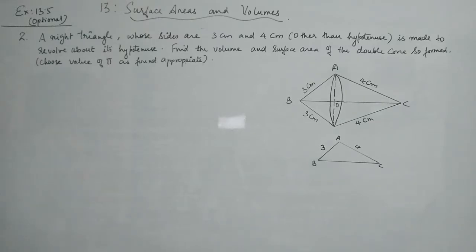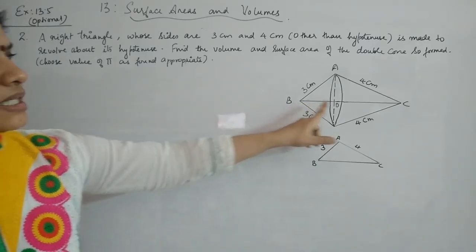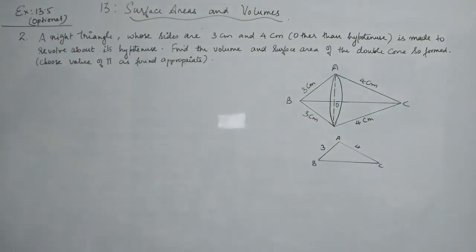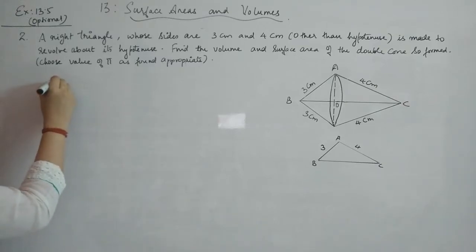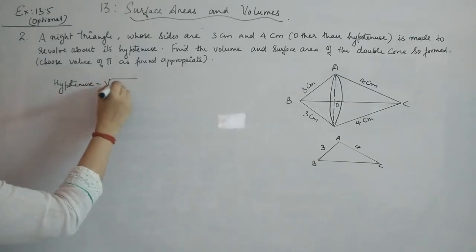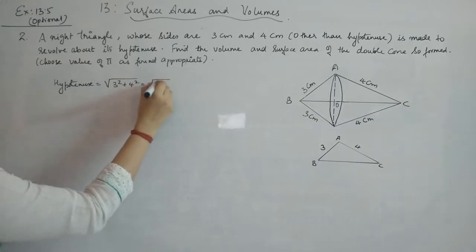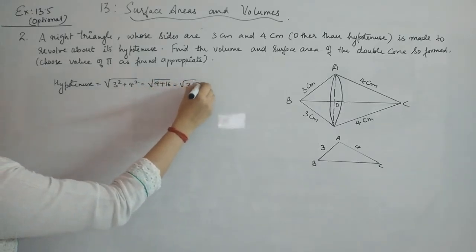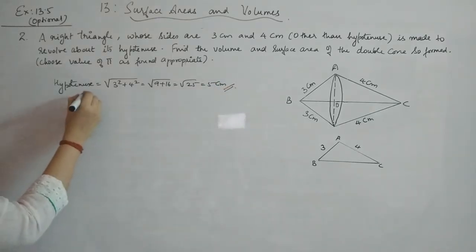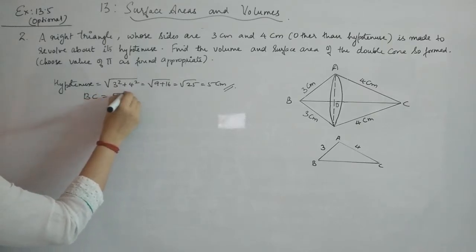You have to find out the volume and surface area of the double cone. Okay, so for that actually what we require is BC, this length and this length, and the radius. So first we are trying to find out what is the radius of the formed cones. So what will be the hypotenuse of the triangle? Since it is a right angle triangle, hypotenuse will be root of 3 square plus 4 square, which is equal to 9 plus 16, root of 25, which is 5 centimeters. So hypotenuse is 5 centimeters, or you can say from the figure it is BC, 5 centimeters.